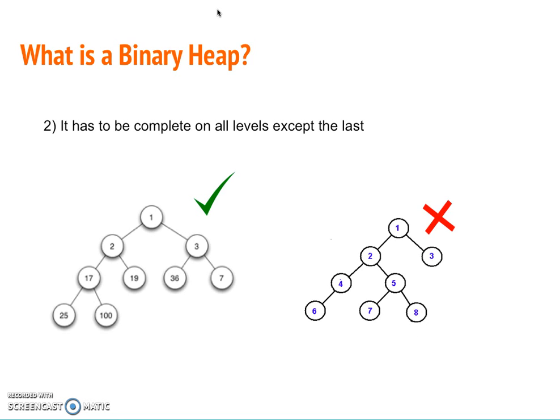The second rule is that all levels of the tree need to be complete except the last one. The figure on the left is a binary heap because all its levels are filled except the last. The figure on the right has two incomplete levels and can't be a binary heap.